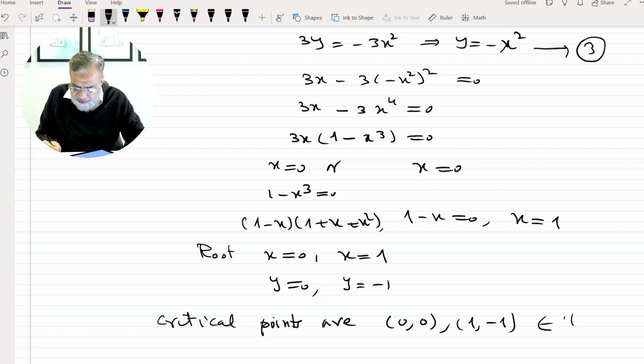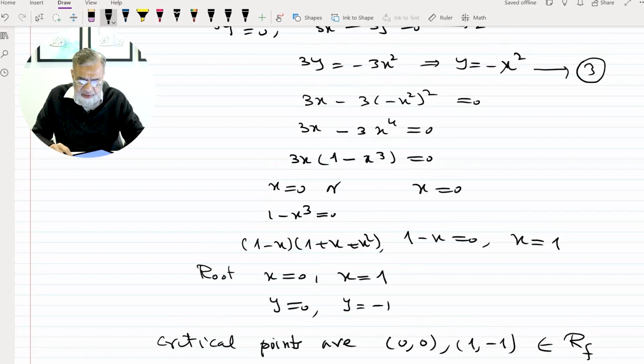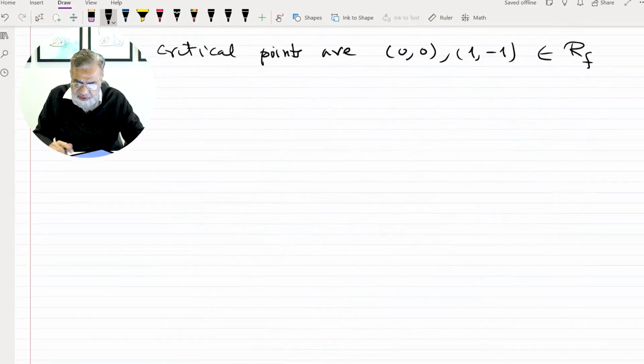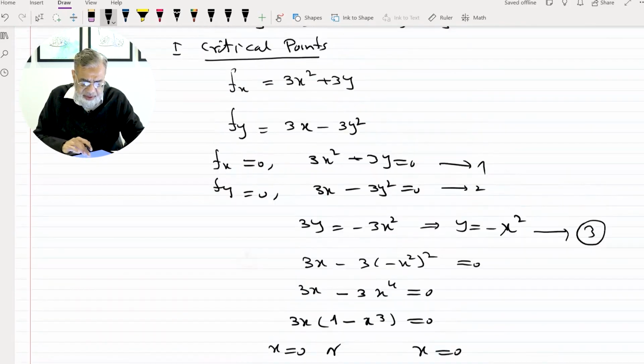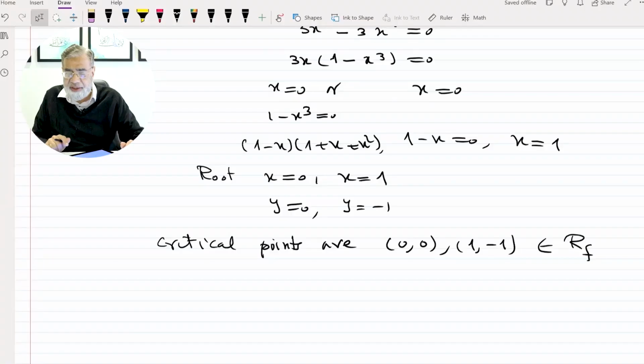Now, are these in the domain of the function f(x, y)? The function is a polynomial in x and a polynomial in y, so the domain of the function is all values of x and y in the xy plane. x is from minus infinity to plus infinity and y is from minus infinity to plus infinity, so it is defined for all values. So the points (0, 0) and (1, minus 1) are also in the domain of the function. These are the critical points where we are going to discuss the local extrema. So our step 1 is to find the critical points.